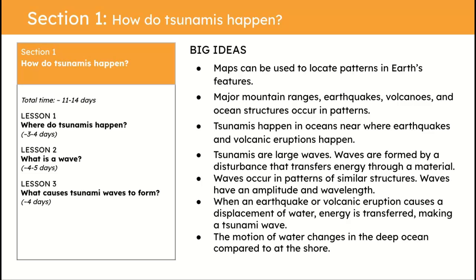Waves occur in patterns of similar structures. Waves have an amplitude and wavelength. When an earthquake or volcanic eruption causes a displacement of water, energy is transferred, making a tsunami wave. The motion of water changes in the deep ocean compared to at the shore. Section 1 should take 11 to 14 days to complete.